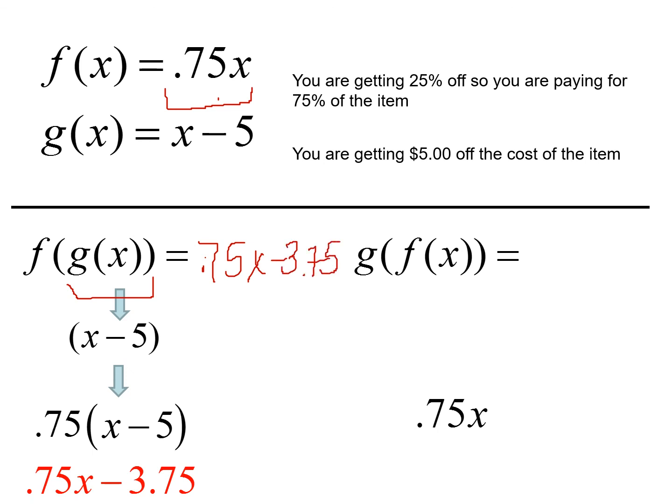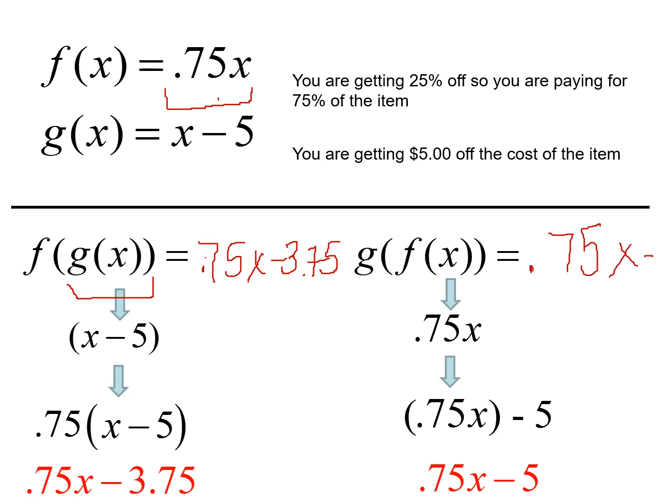Okay. The next one is g of f of x. So what we're saying in the next one is, let's apply the discount first and the coupon last. So we're going to start with the discount, 0.75x, and drop that into the coupon, which is x minus 5. Once we simplify that, we get 0.75x minus 5.